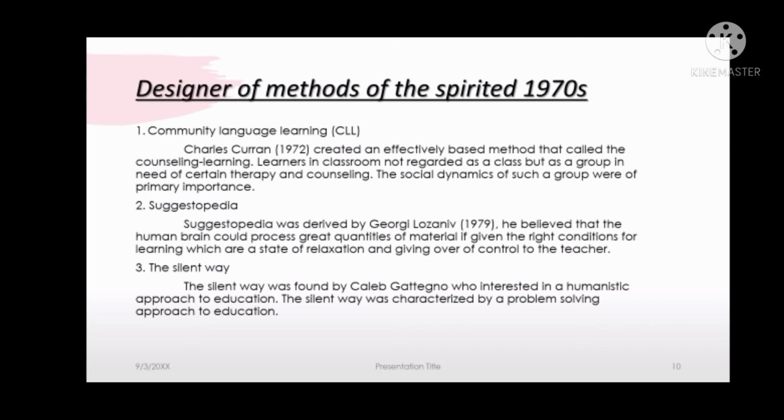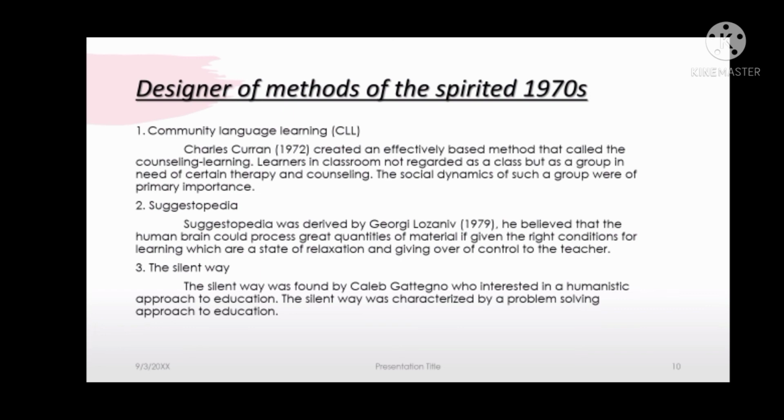The second one is Suggestopedia. Suggestopedia was developed by Georgi Lozanov in 1979. He believed that the human brain could process great quantities of material if given the right conditions for learning, which are a state of relaxation and giving over of control to the teacher.